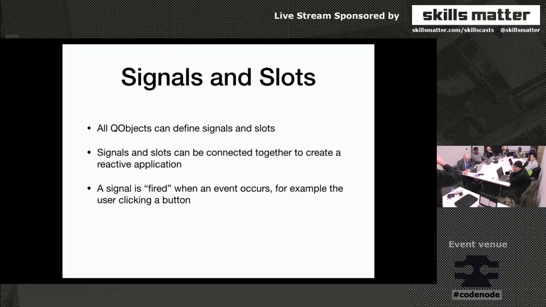a signal is fired when an event occurs. The button class in Qt, I think it's called QButton, has a clicked signal. And then your user interface, your backend code can connect to this clicked signal. You can define a slot, and then it'll run your code to do whatever your application should do when the button gets clicked.